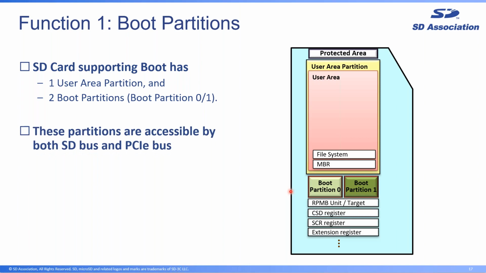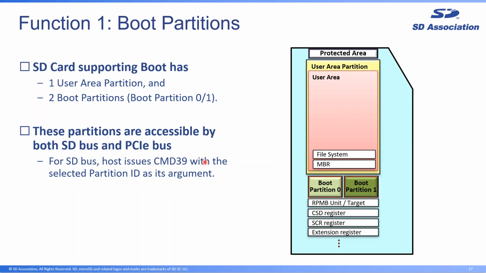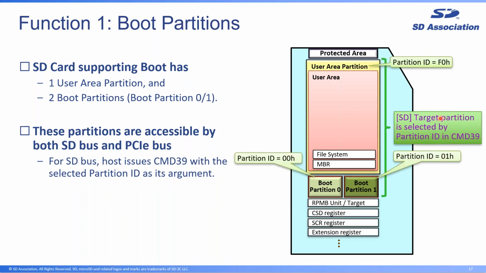These partitions are accessible by both SD bus and PCI bus. But how to designate the target partition depends on the bus. For SD bus, host issues newly introduced command 39 to switch the target partition, including the conventional user area partition. The target partition is designated by partition ID and described as a command argument.